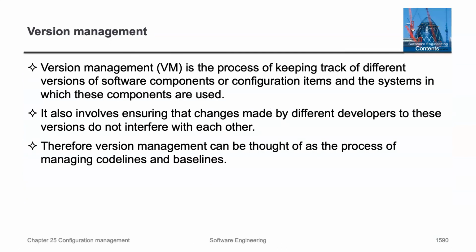Version management is a process of keeping track of different versions of software components or configuration items in the systems in which the components are used. It is also involved in ensuring that changes made by different developers to those versions do not interfere with each other. Therefore, version management can be thought of as a process of managing code lines and baselines.